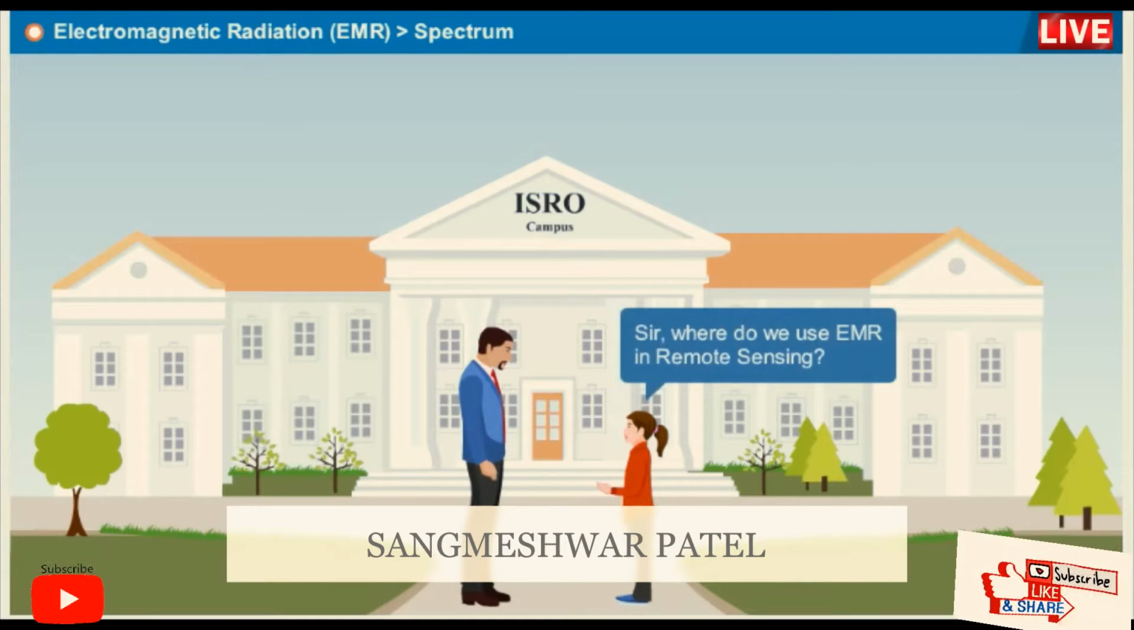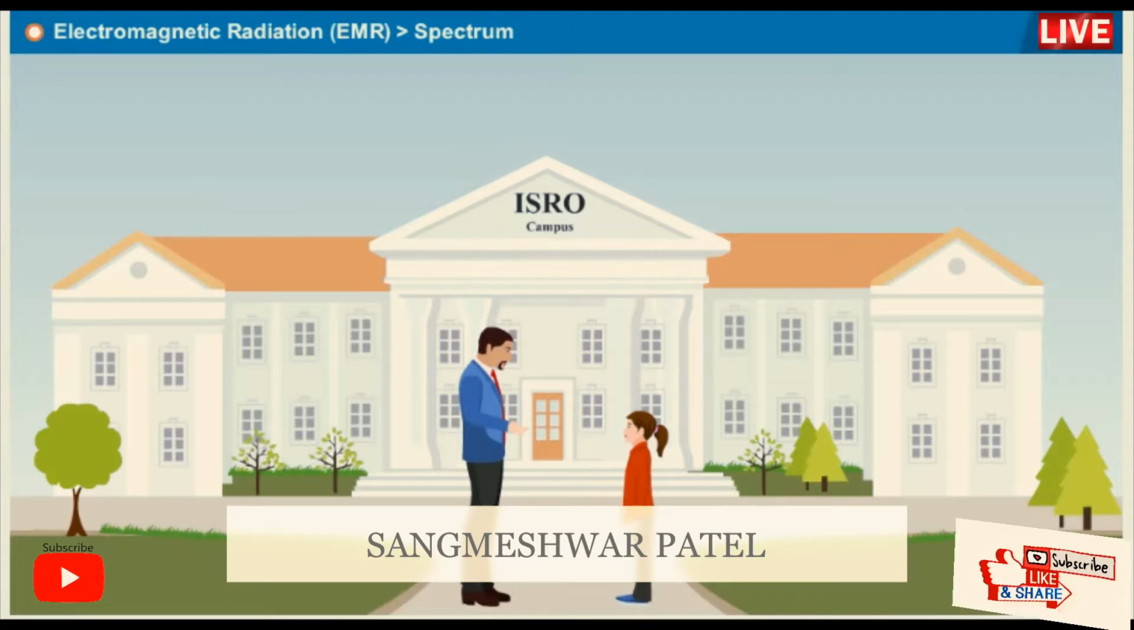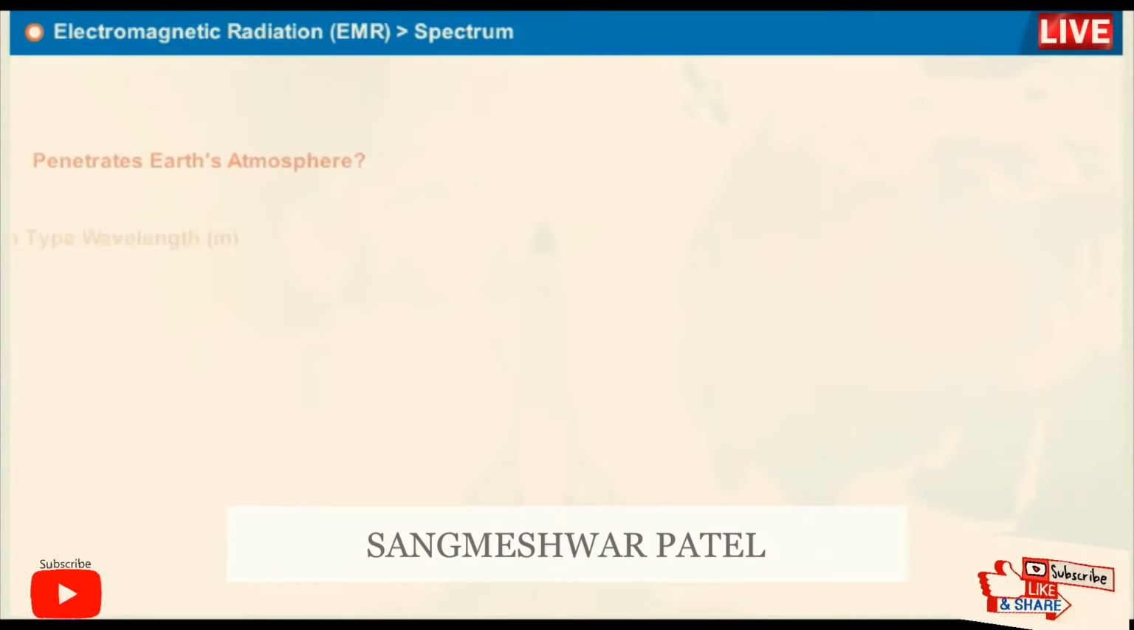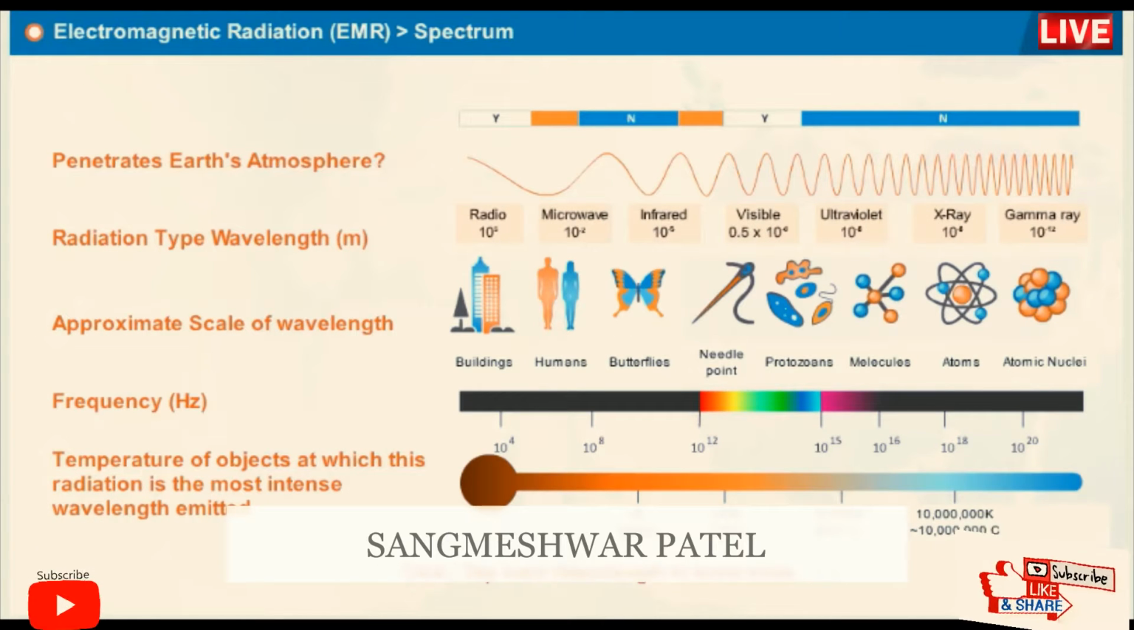Sir, where do we use EMR in remote sensing? We use them according to their regions. This brochure contains more details. Click or tap each wavelength to know more.